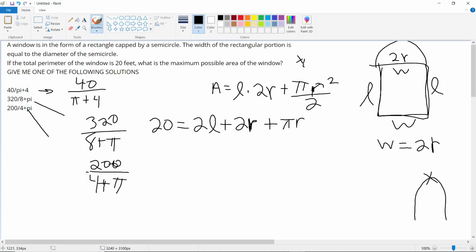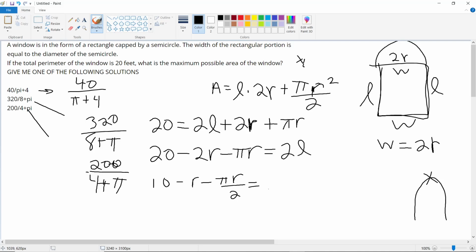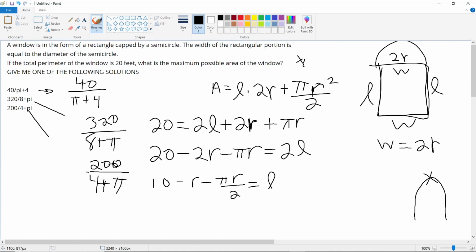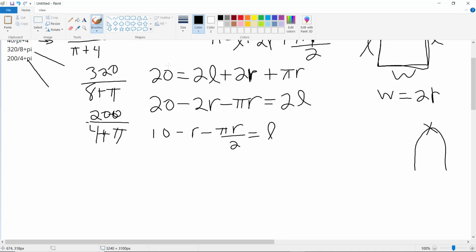And now I'll solve this for L. So I'll subtract everything from 20. 20 minus 2r minus pi r equals 2L. I'll divide everything by 2. 10 minus r minus pi r over 2 equals L. And I can plug that all into the area formula and have everything in terms of r, so I can differentiate it. I'm going to take area equals the length times 2r.